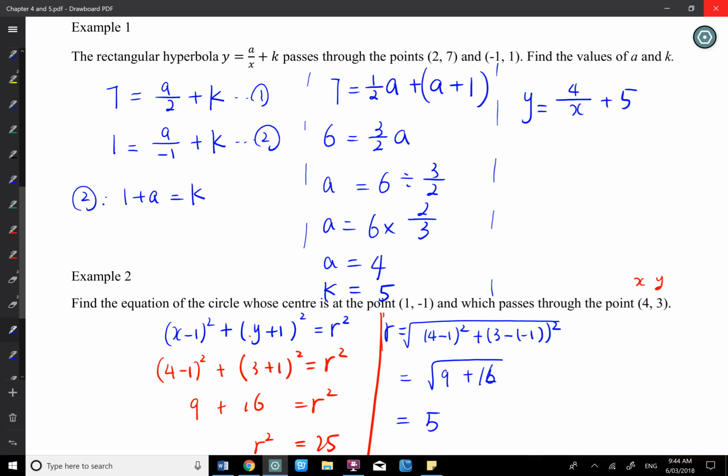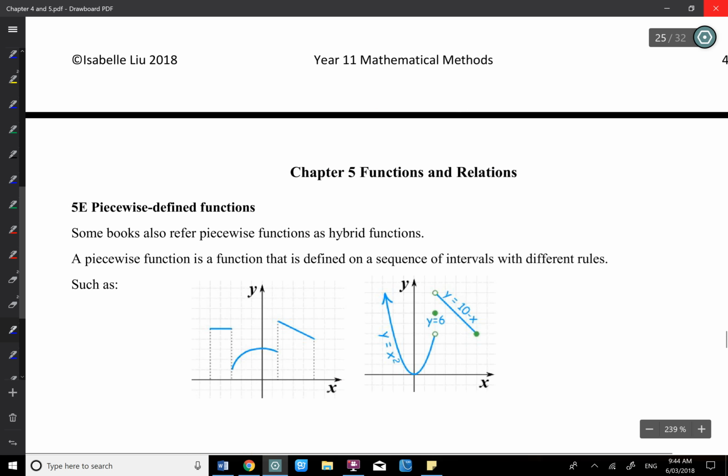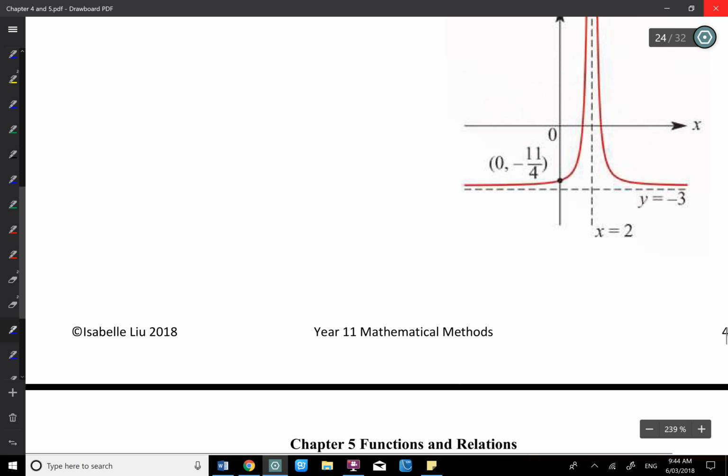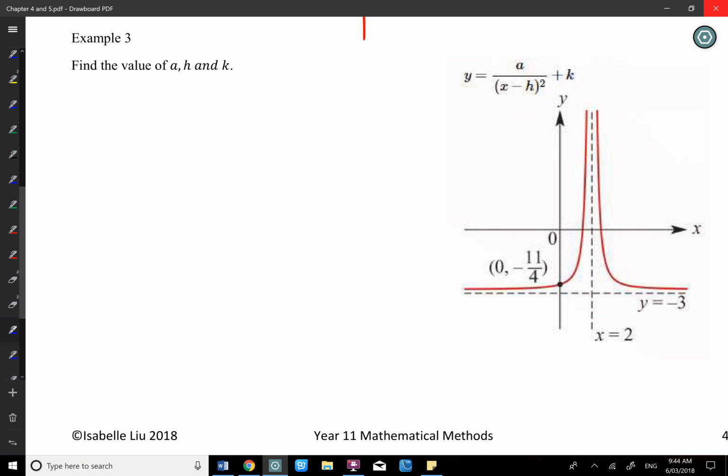Okay, that's example 1. And have a look at example 3. Find the value of a, h, and k. Okay, this is a truncus. So we have the vertical asymptotes and the horizontal asymptotes.